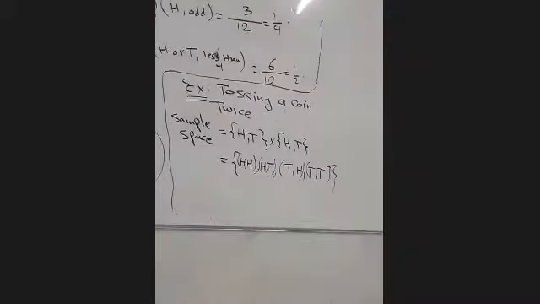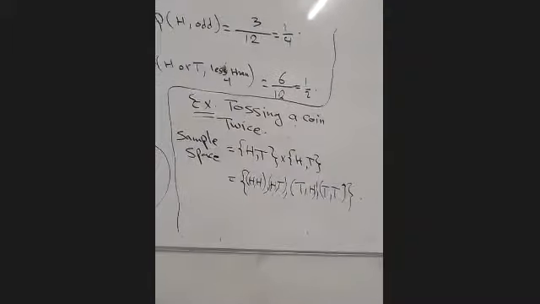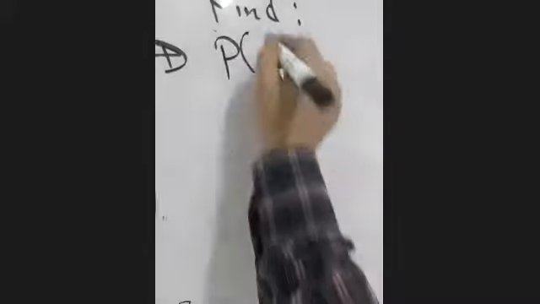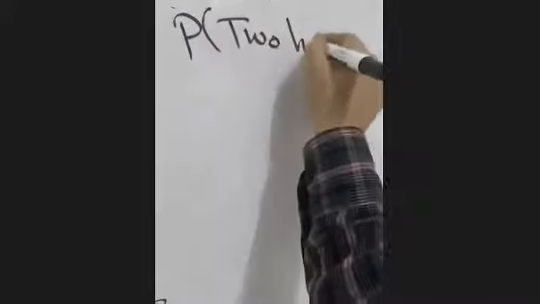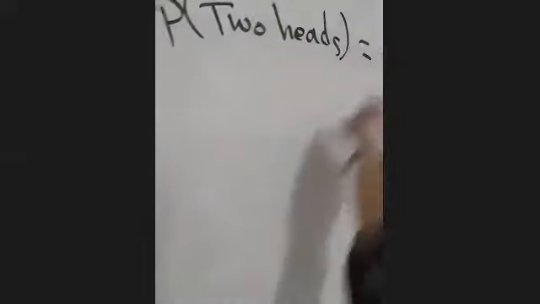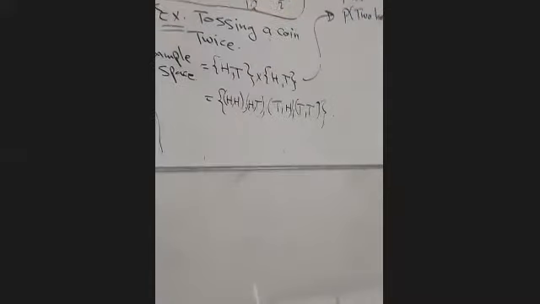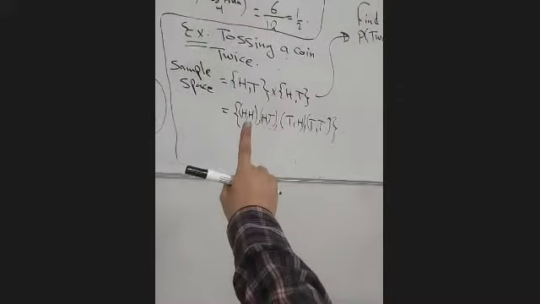Now, after I find the sample space, I can ask you what I want about it. For example, find the probability of two heads. How many two heads do we have? One out of four: 1/4.